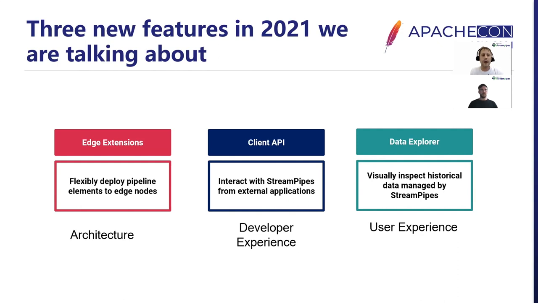So first of all, Patrick will talk about StreamPipes Edge Extensions, which is a new feature in StreamPipes that allows you to deploy pipelines to edge nodes. So currently pipelines can run in a distributed fashion on several hosts, but with this new architectural extension, you can select where to run a specific data processor from a pipeline. So that's a very cool feature that Patrick will present in a minute.